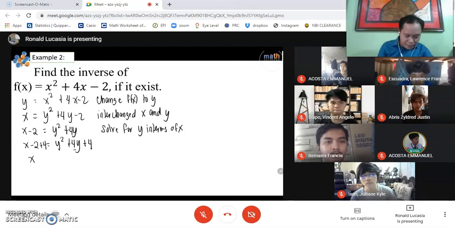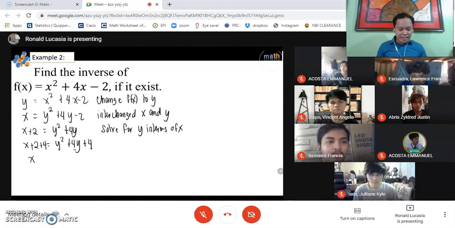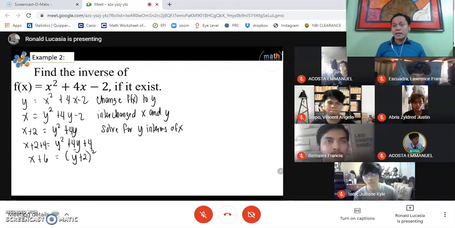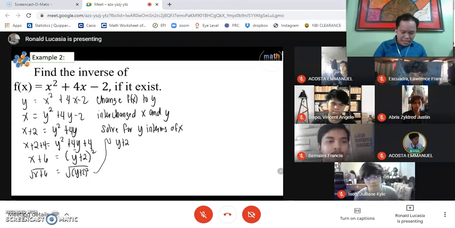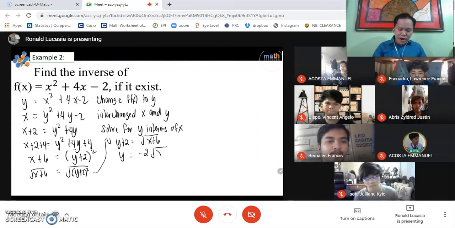Okay? So this will be, I think this is plus 2, because the other side is negative. So it's x plus 6. This is a perfect square trinomial. When you are going to factor out, that's y plus 2 squared. Okay? So it's x plus 6. Solving for y now, we have y plus 2 quantity squared. So y plus 2 is equal to plus or minus the square root of x plus 6. So y is equal to negative 2 plus or minus the square root of x plus 6.